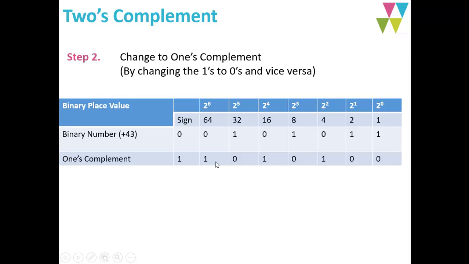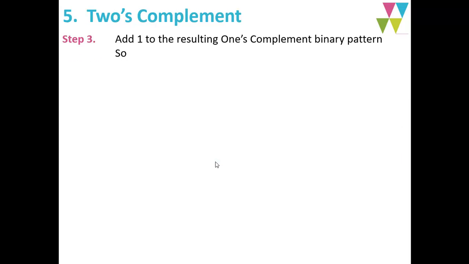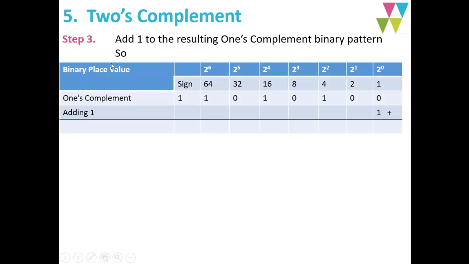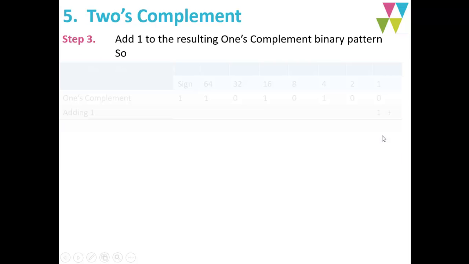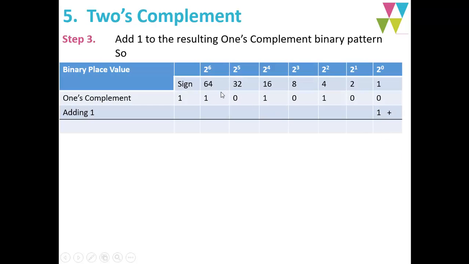And the third step then is that you have to add 1 to your 1's complement. Now, you'll notice that I've got rid of a line here because in the previous section I had my binary number 43 sitting here, but I don't have it here, and the reason is it totally confuses you if you have it in. What we're looking to do in this step 3 is take the 1's complement and add 1 to it.